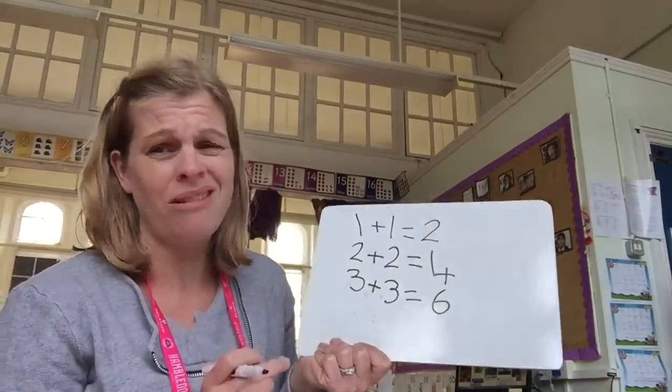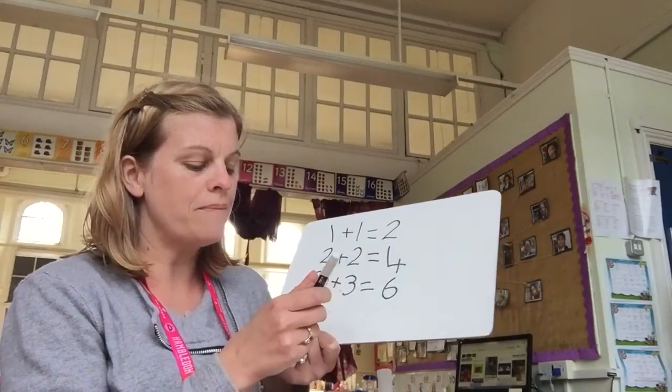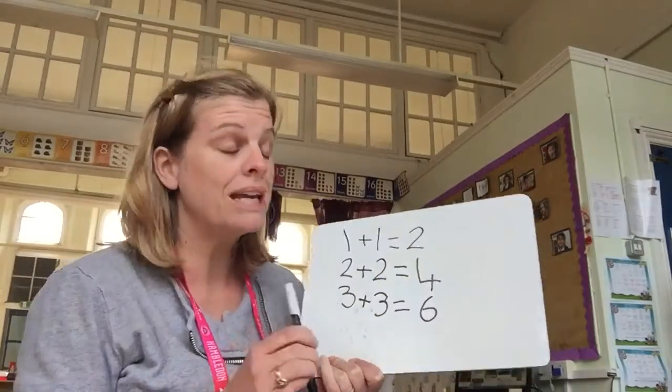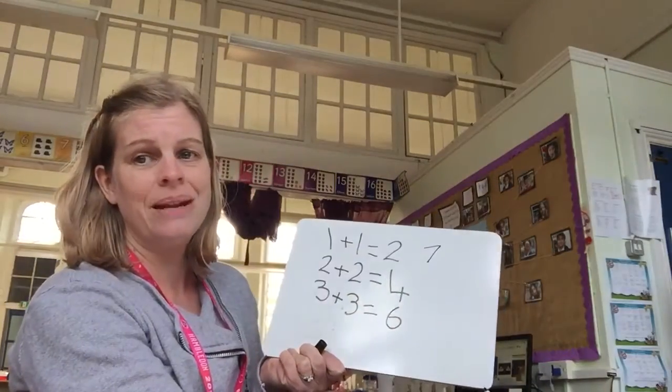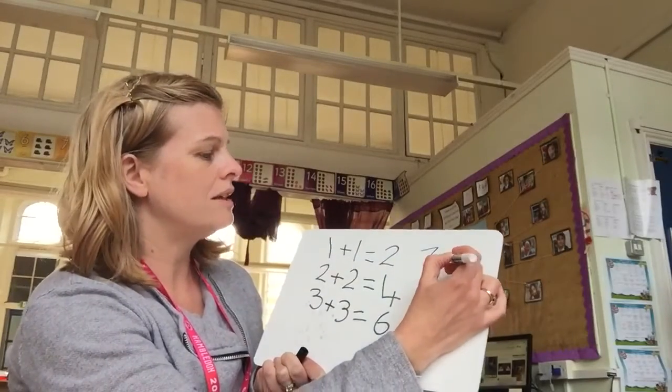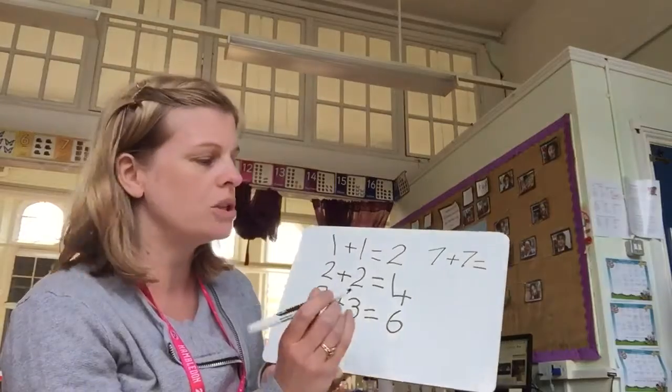Year 1 children, it'd be great for you to do it as well, because you can always practice your doubles, but maybe you could do some trickier doubles. Maybe you could do something like 7. Put 7 in a mirror. What's double 7? 7 adds 7. So if you can do that and see what big numbers you can do.